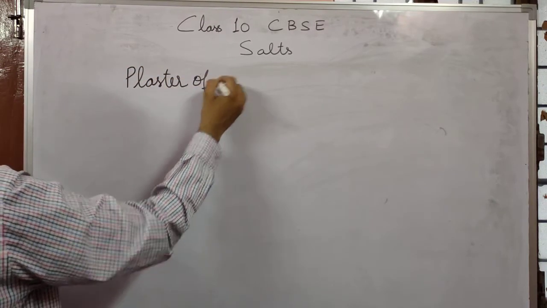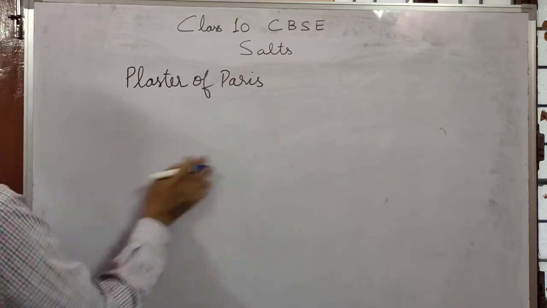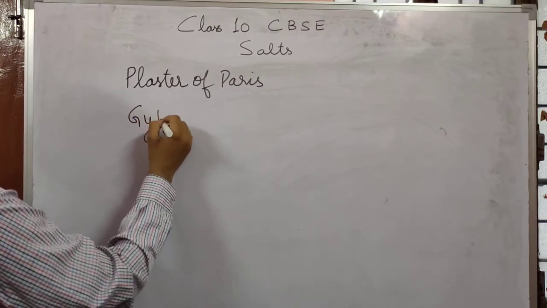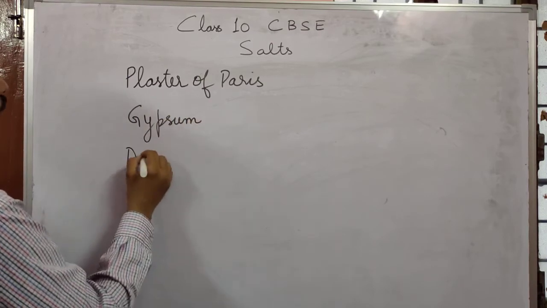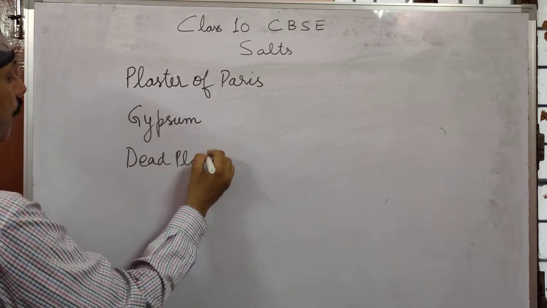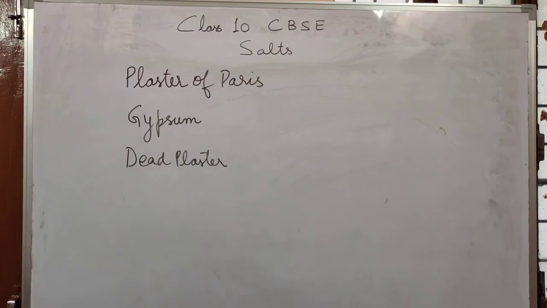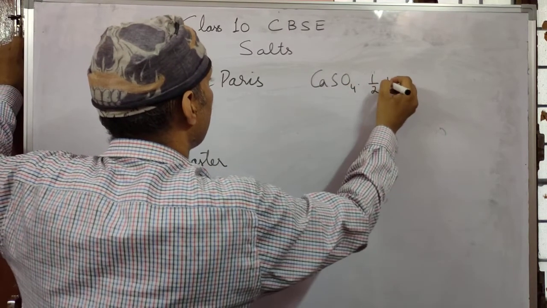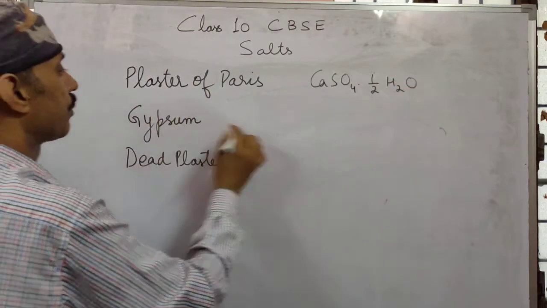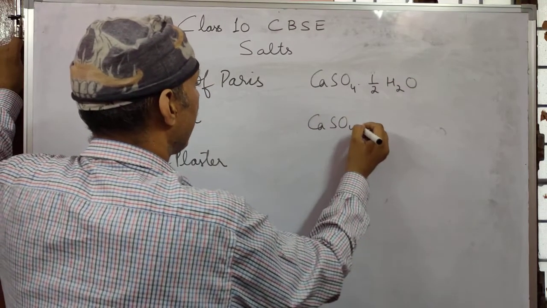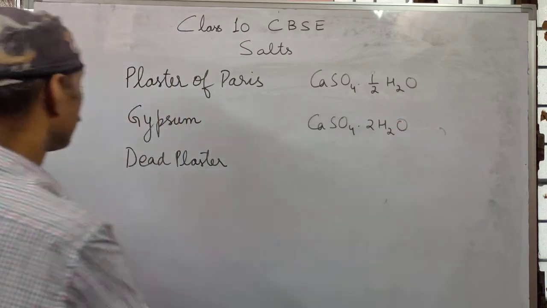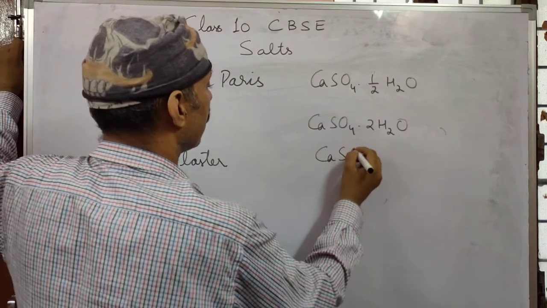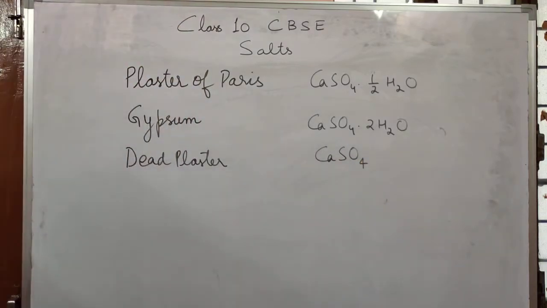plaster of Paris. Then we need to know what is gypsum and what we call as dead plaster. All these three terms are very important in our understanding of this wonderful salt. This is CaSO4 half H2O. Gypsum is CaSO4.2H2O. Dead plaster is calcium sulfate. Dead plaster is nothing but calcium sulfate.